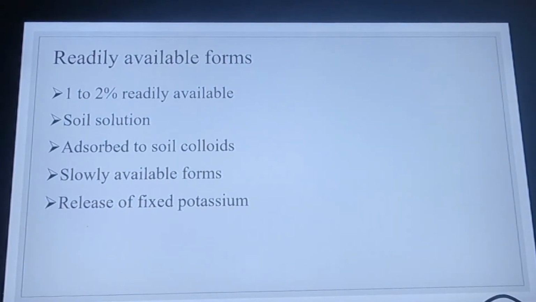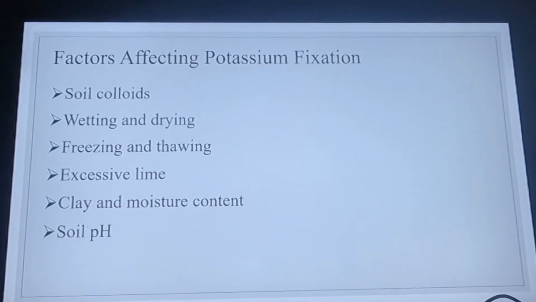Our readily available forms are going to be adsorbed more to the soil colloids, and our slow available forms are going to be released or fixed potassium. And then just to look at some of the other things that are going to influence this fixation, soil pH is going to be the biggest thing, and then also soil type.